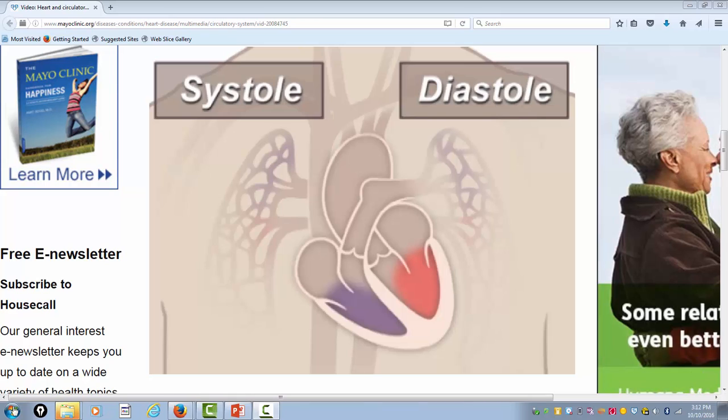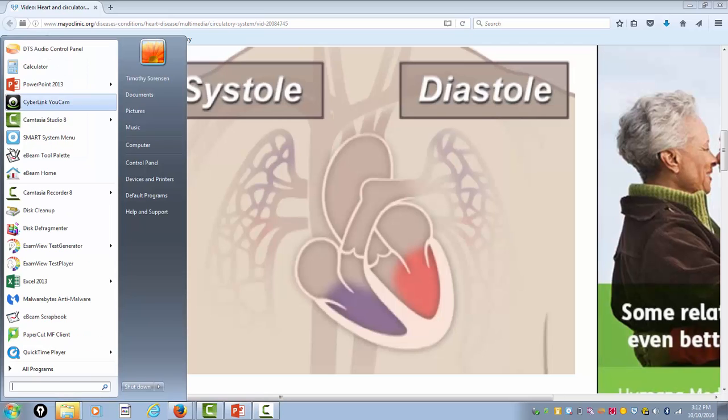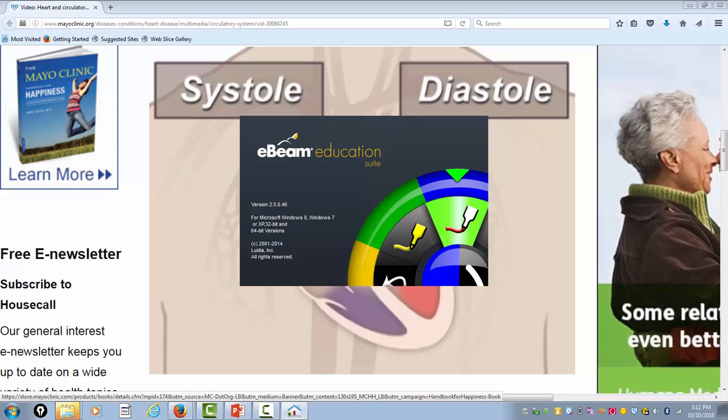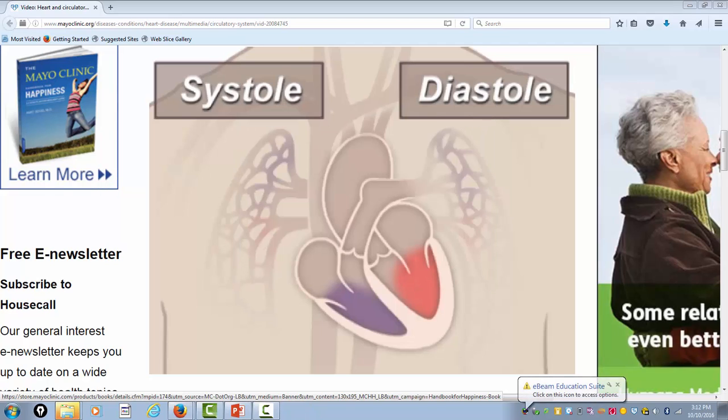So today what I'm going to try to do for you is explain congestive heart failure, and specifically the dilated form of congestive heart failure, where the left ventricle kind of gets stretched out. Let me get my ink.